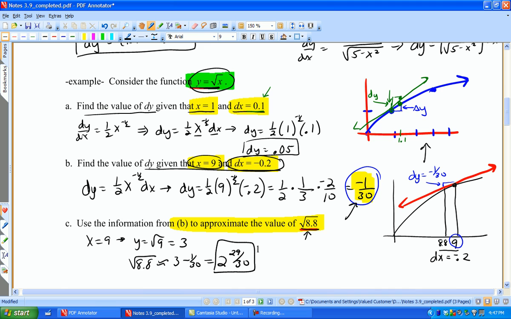Now, I invite you to take a moment to check that on your calculator. Do the square root of 8.8 and also get a decimal approximation for 2 and 29/30 and compare. You'll see that that's actually a pretty good approximation for the square root of 8.8, which would otherwise be relatively difficult for us to approximate. Okay, I'm going to stop this recording and we'll go on to part 2.